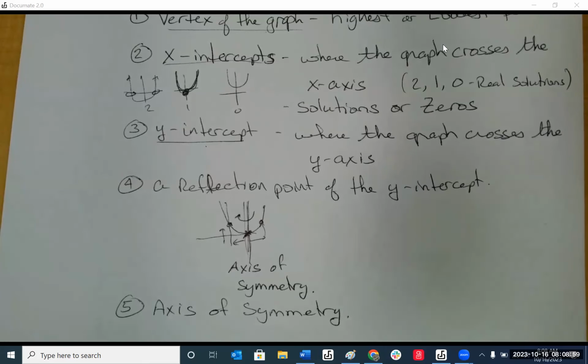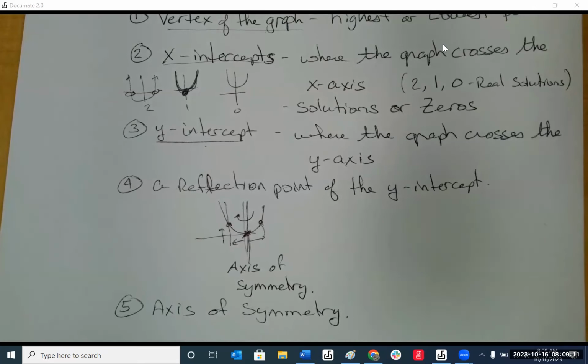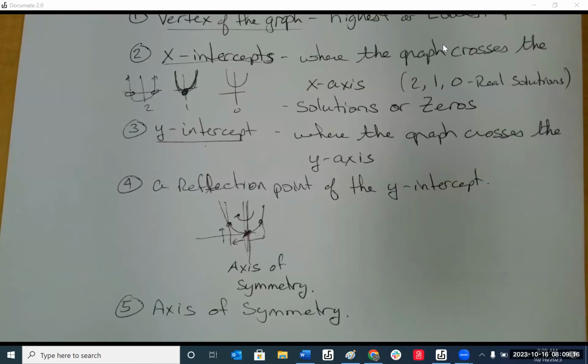So with both of the forms, the standard form and the vertex form, we'll find all these. But then once you do that, plot the points and connect the dots. We'll also know by looking at the equation the direction of the curve, whether the arms are pointing up or pointing down, and if it's going to be wide or skinny.